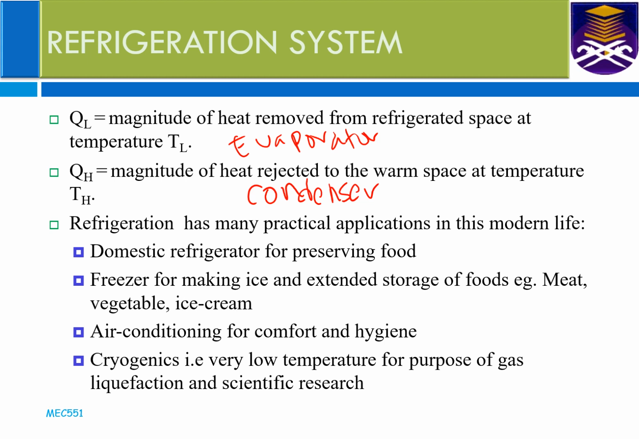Refrigeration has many practical applications in modern life. For example, at home, the domestic refrigerator preserves food, and the freezer is used for making ice cream and for extended storage of foods, for example meat, vegetables and ice cream. There is also air conditioning for comfort and hygiene, cryogenics at very low temperature for gas liquefaction and scientific research, and air conditioning for the heat pump process.